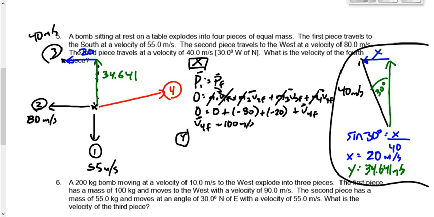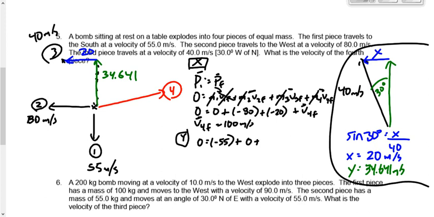Now, I'm running out of space here, so I'm going to skip a step just to save space. I'm going to say 0 initial momentum equals, what's the Y component of this 55? Jen, what's the Y component of that 55? Yes, we're going to make it negative 55 because it's downward. What's the Y component of the 80? Object number 2? Sam? 0, good.